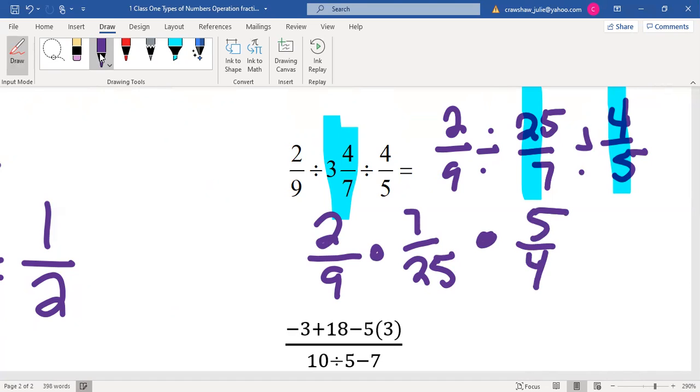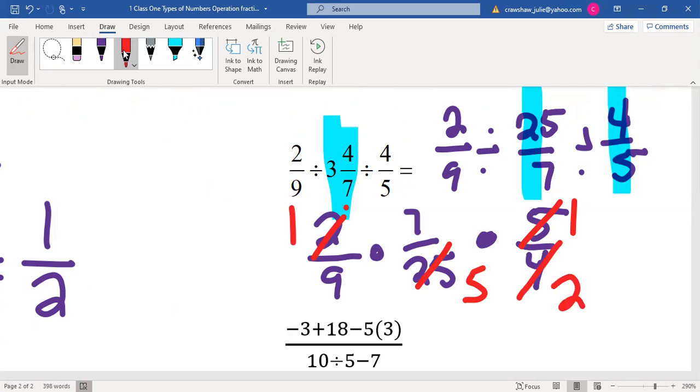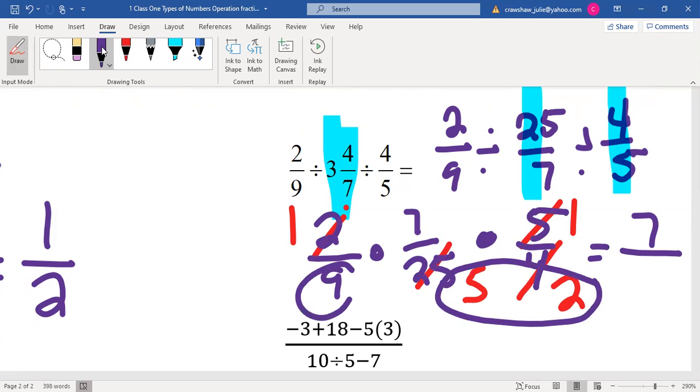Now that it's in multiplication form, I can reduce. 5 goes into 5 one time, 5 goes into 25 5 times. 2 goes into 2 one time, 2 goes into 4 2 times. Anything from top and bottom. Now that nothing can reduce further, I multiply across. 1 times 7 times 1 is going to give me 7. And on the bottom, I have 5 times 2 times 9.